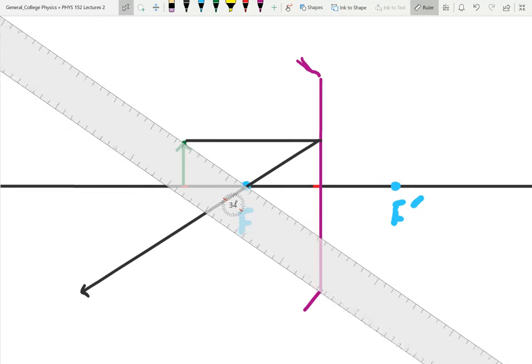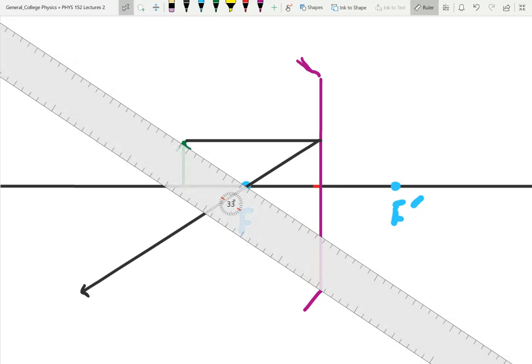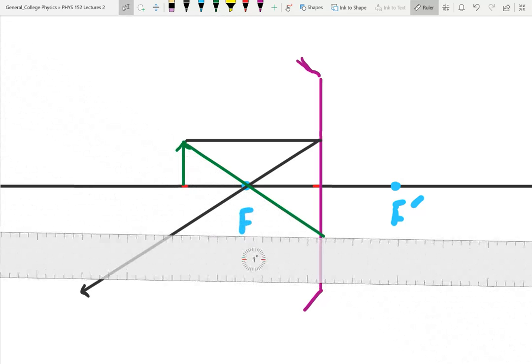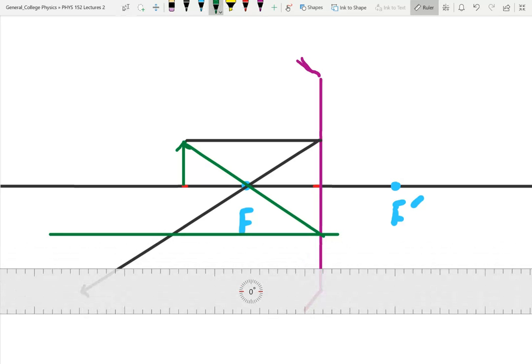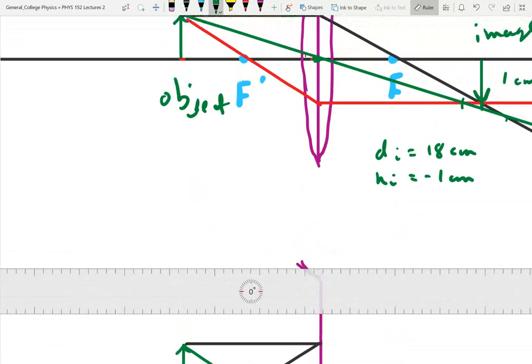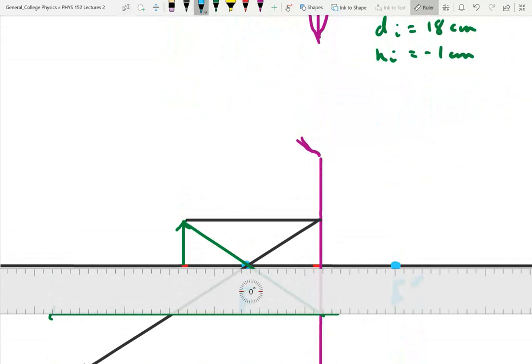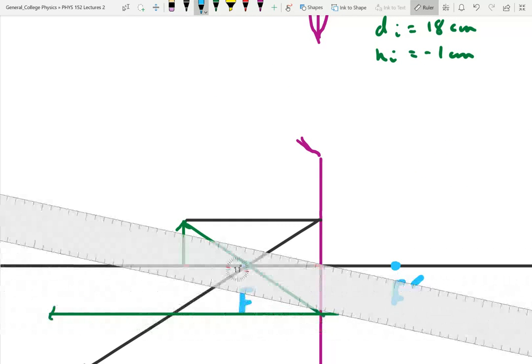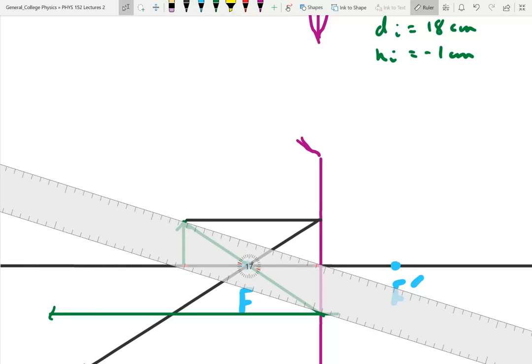So it's going to go through the focal point and come out parallel. That's about as good as I can get my ruler lined up, I think. And finally, my vertex ray. Whoops, I had the colors wrong. That should have been the red one. So I'll use a different color so I don't get it more confused. My vertex ray is going to go from the tip of the object to the vertex.